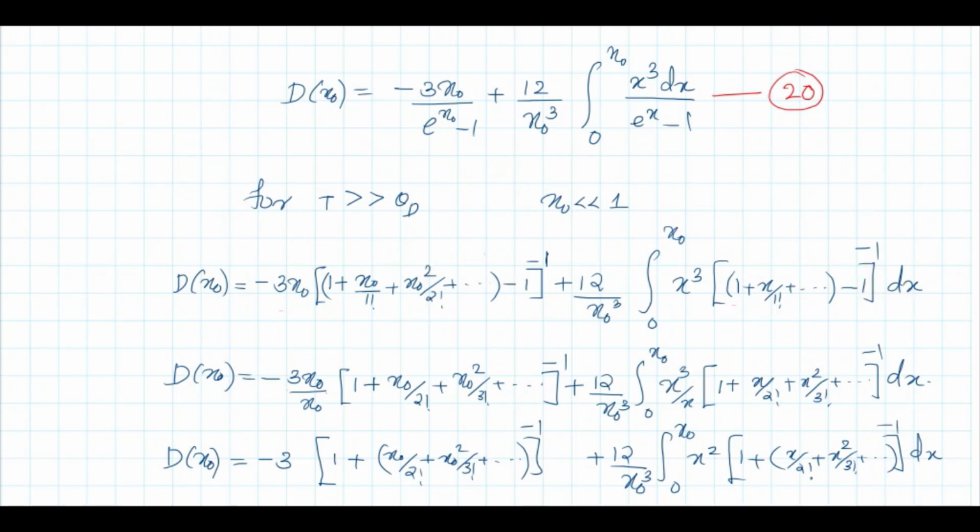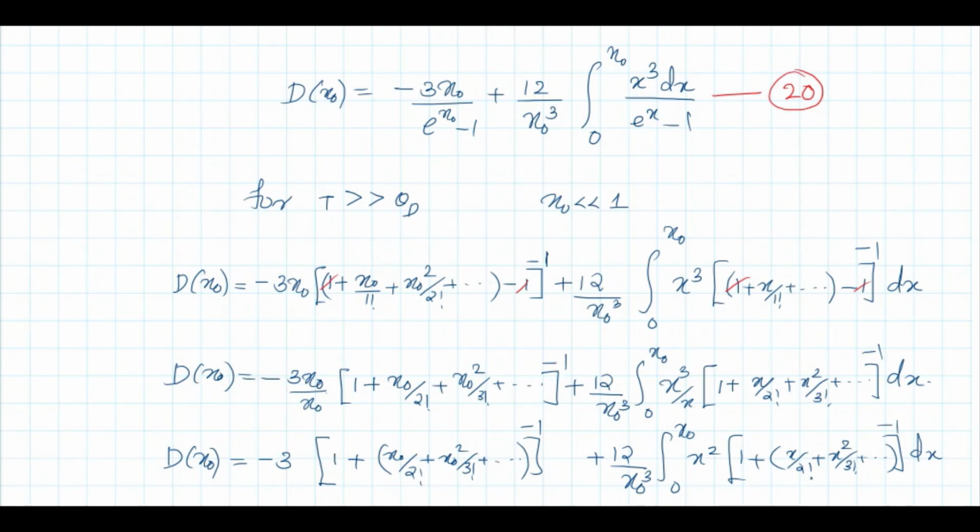Okay, so this quantity and this quantity are exactly the same. The difference is here it is x naught and here it is x. This 1 and this 1 will cancel. This 1 and this 1 will cancel. Here also this 1 and this 1 will cancel. You can take an x naught outside, but it will be 1 by x naught when it comes outside because there is a minus 1. So it will be minus 3 x naught by x naught. In the first term you will have 1, in the second term you will have x naught by 2 factorial, in the third term you will have x naught square by 3 factorial plus etc.